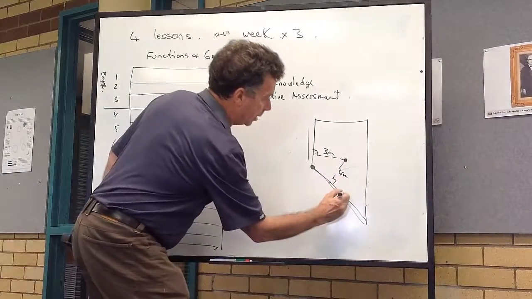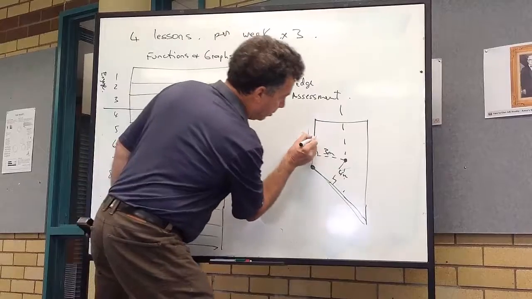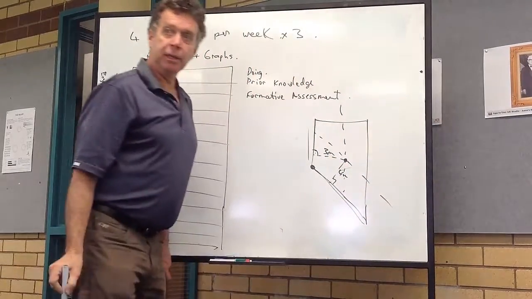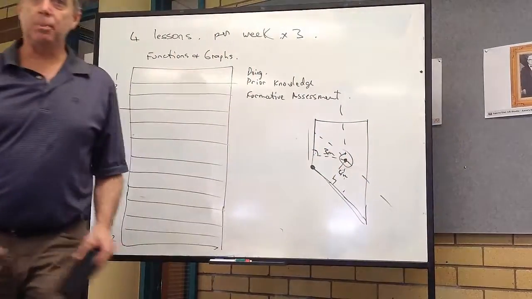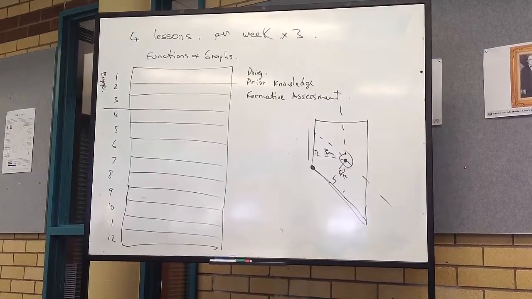3 metres away from this means I'm somewhere along that line. 4 metres away from that means I'm somewhere along that line. And there's one single point of intersection. So can I use a coordinate system where the lines are not actually at right angles? Yes. Why do we use them at right angles?